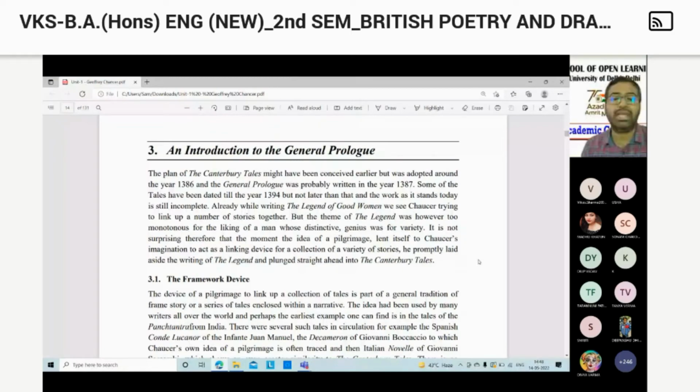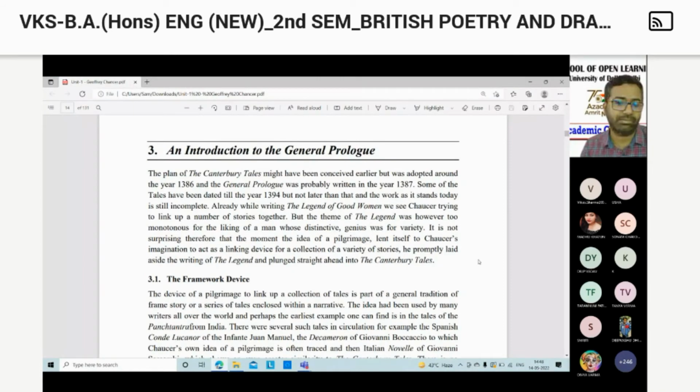Already, while writing The Legend of Good Women, we see Chaucer trying to link up a number of stories together. But the theme of the legend was, however, too monotonous for the liking of a man whose distinctive genius was for variety. It is not surprising, therefore, that the moment the idea of a pilgrimage lent itself to Chaucer's imagination to act as a linking device for a collection of a variety of stories, he promptly laid aside the writing of the legend, and plunged straight into the Canterbury Tales.